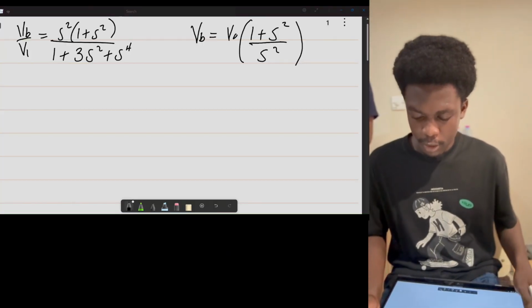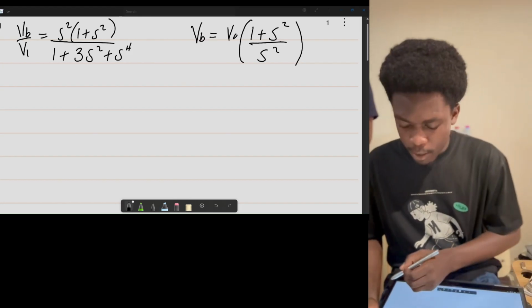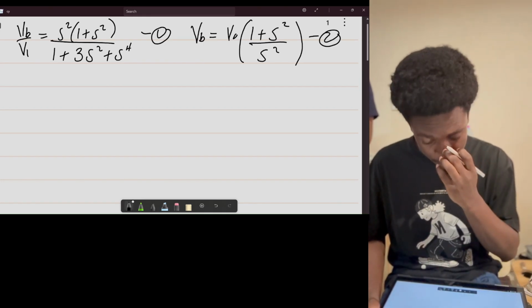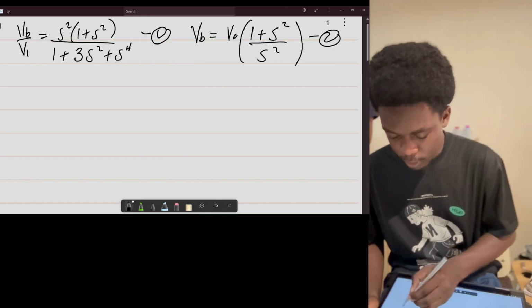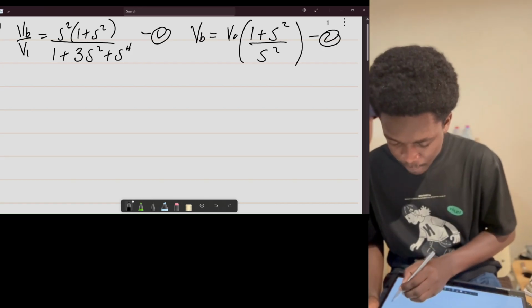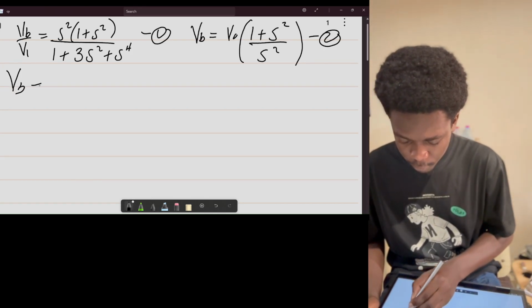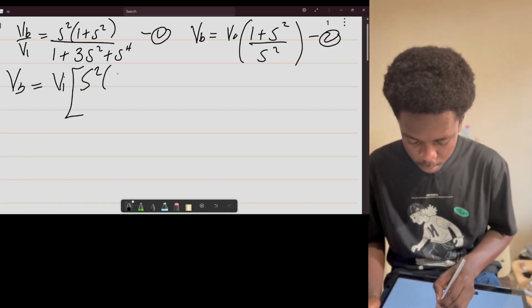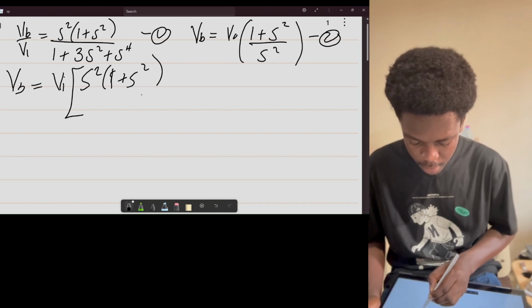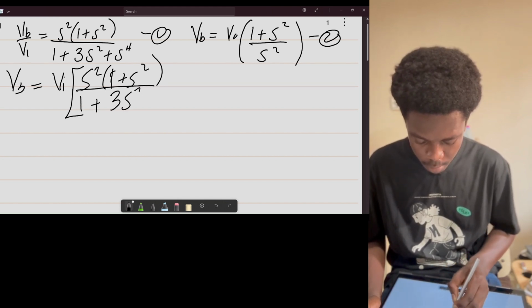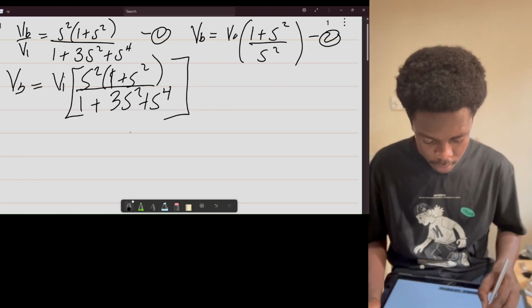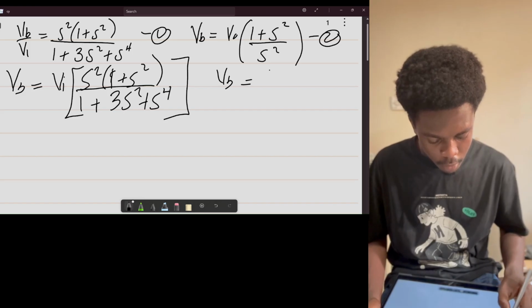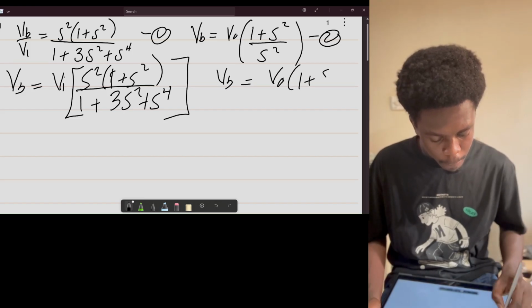So we have two equations after deducing the circuit, equation 1 and equation 2. Equation 1 has VB, and equation 2 also has VB, so we can relate both equations. It's basically a change of subject we are going to do here. We have VB being equal to V1 multiplying S squared, bracket open, 1 plus S squared, all over 1 plus 3S squared plus S to the power 4. That's equation 1. Then the other equation, VB being equal to V0 bracket open 1 plus S squared, all over S squared.